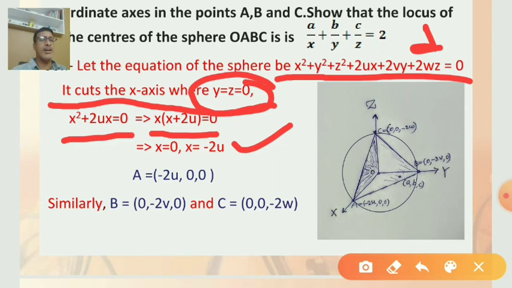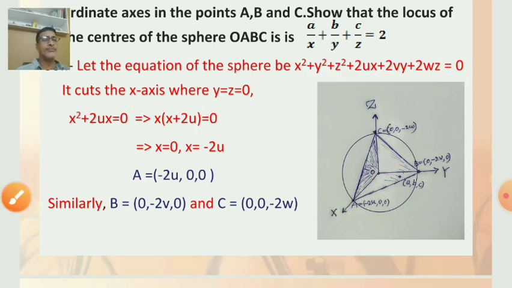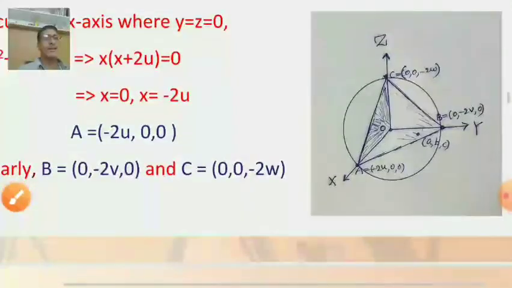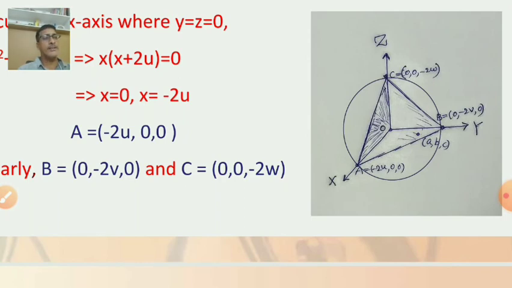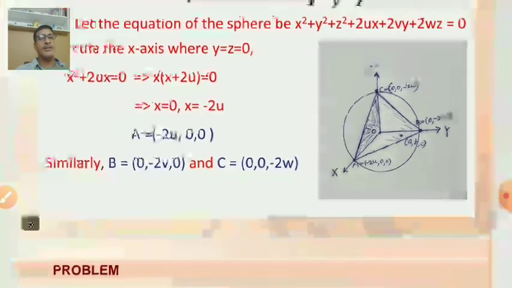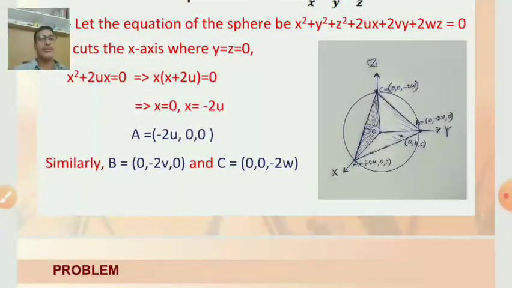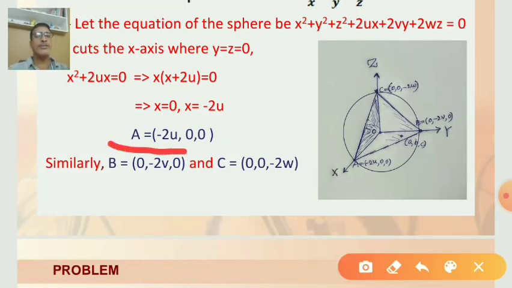You can understand that the origin is a point of intersection of the sphere with the x-axis. The points of intersection of the sphere with the x-axis are the origin and A both. Whenever x is equal to 0, the point of intersection is the origin. And what are the coordinates of A? Whenever x is equal to minus 2u, the coordinates of A are (minus 2u, 0, 0).